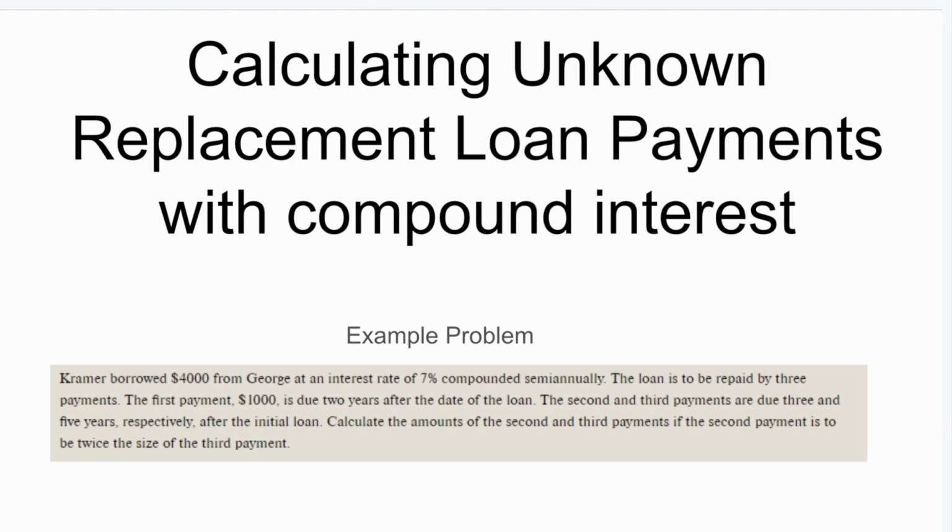And today I'm looking at a particular type of problem that I've had some questions with, and this type of problem is when we have unknown replacement loan payments under the assumption of compound interest. I have an example problem here, and all these problems work exactly the same way. So let's take a look at the example problem and we'll go through it, and I'll explain the general concept as we move through the problem.